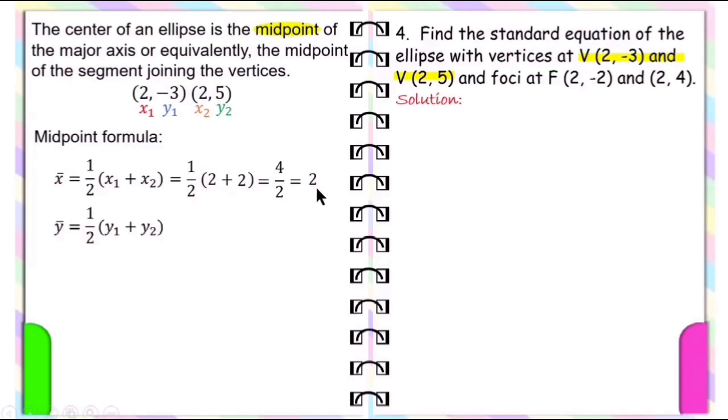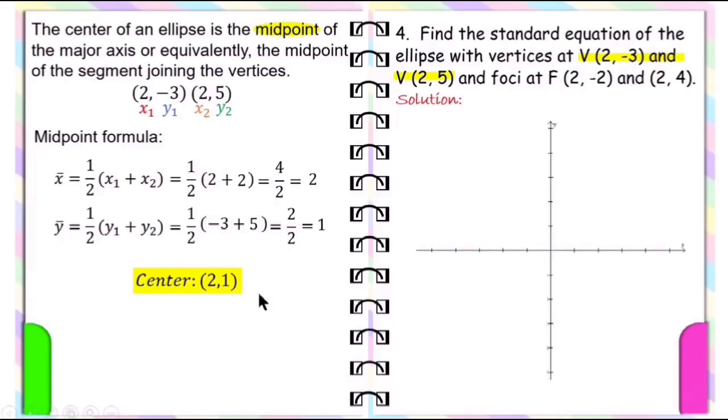So the x-coordinate is equal to 2. While the y-coordinate is 1/2 times y sub 1, which is -3, plus y sub 2, which is 5. -3 plus 5 is 2. Times 1/2 is 2/2, which is equal to 1. So the center is at (2, 1).